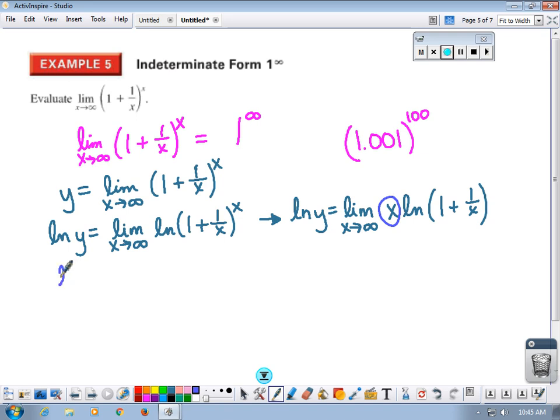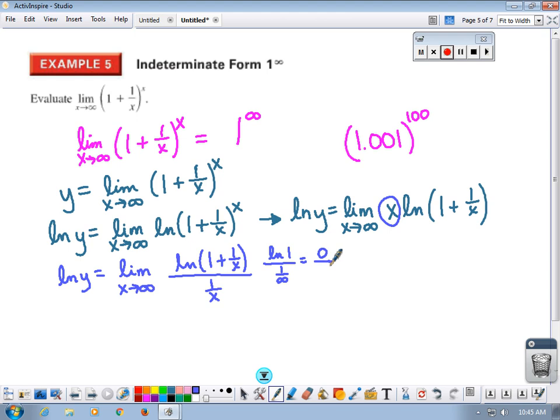So I'm going to go back over here to the left side of the board. So ln of y equals limit x approaches infinity. And we're going to keep natural log of 1 plus 1 over x on top and flip our x and make it 1 over x on the bottom. Alright, so now if you look at plugging in infinity, you have natural log of 1 on top, and then 1 over infinity. Natural log of 1 is 0. 1 over infinity goes to 0. So we do have it in the form where we can use L'Hopital's rule.